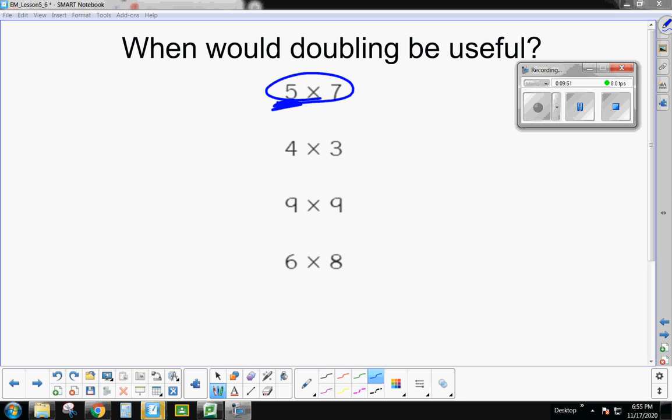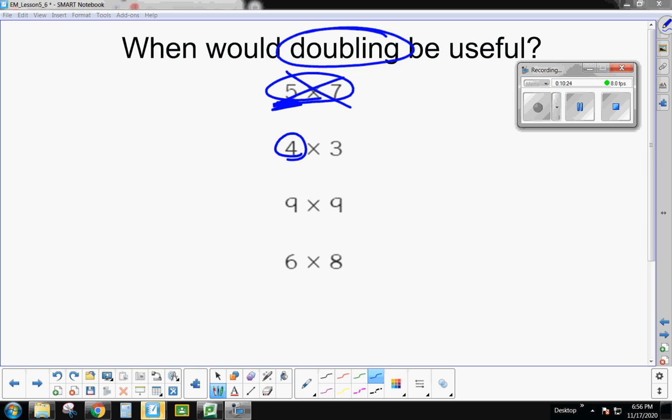Another reason I know I can't use the doubling strategy is, what did we keep saying about the doubling strategy? We have to have an even number in this problem. 5 and 7 are both odd numbers, so I cannot use a doubling strategy for this one. All right, what about 4 times 3? Could I use doubling to do 4 times 3? And I could, couldn't I? 4 times 3, which one of these numbers is even?